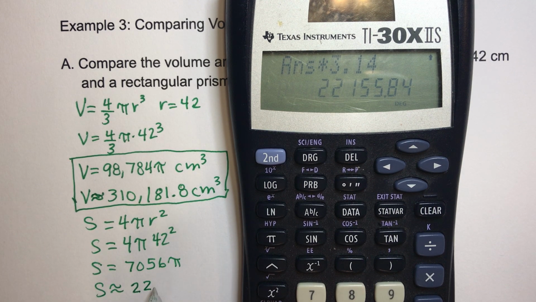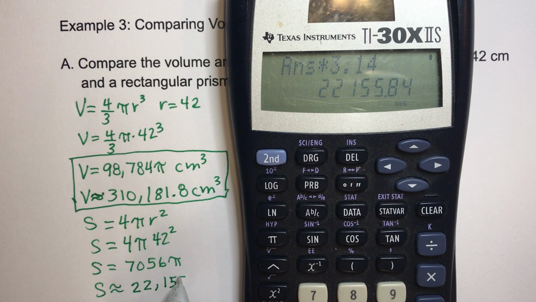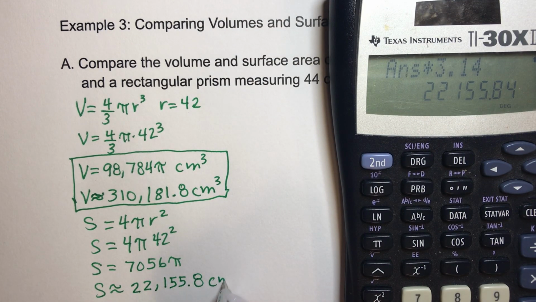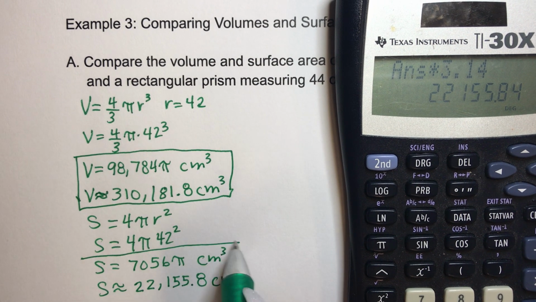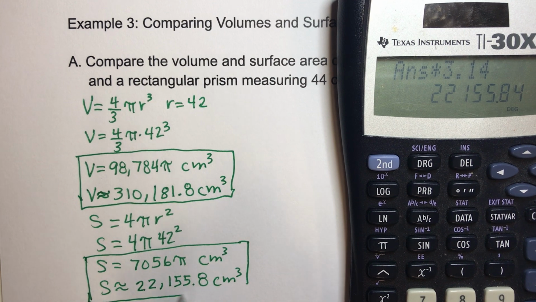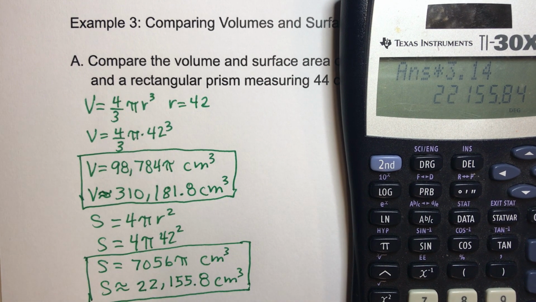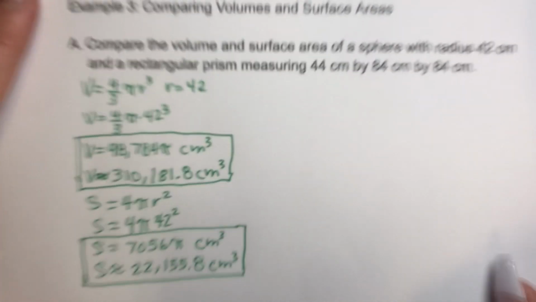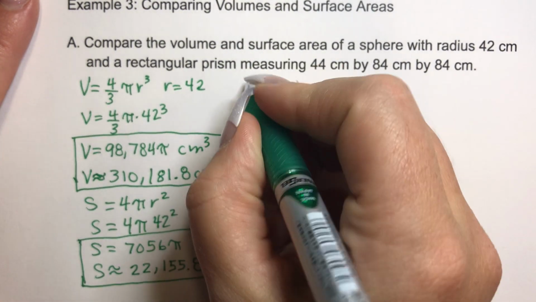So 22,155.8, and that is centimeters squared. And there we go. So we have the volume and the surface area for the sphere. Now we just need to go ahead and figure out what it is for the rectangular prism.